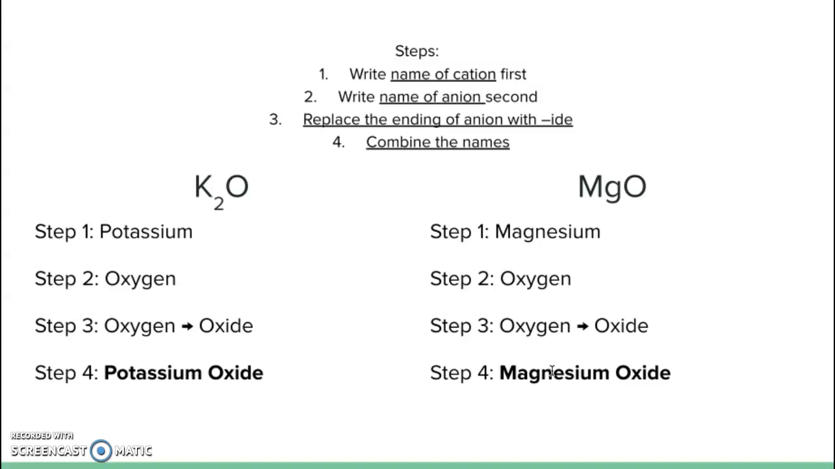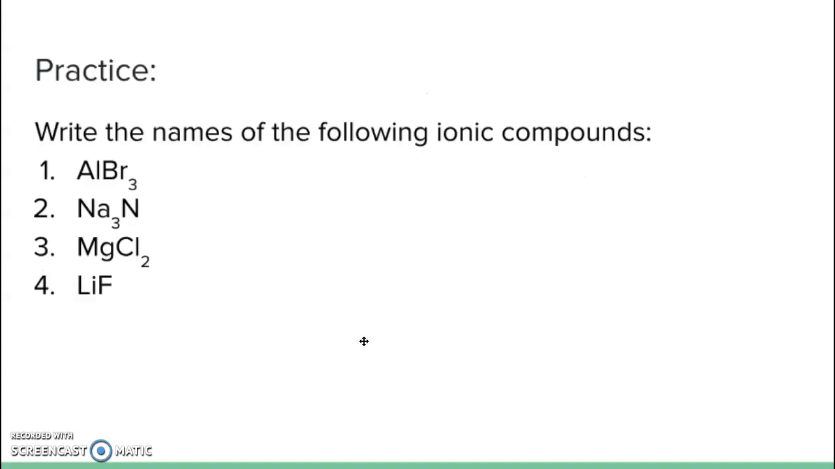The reasoning behind it is every single time I have a magnesium, I know it's 2+. Every time I see oxygen, I know it's 2-. So I don't need to include those, okay? So at this time, pause your video and do these 4 practice problems. Again, if you have questions, raise your hand. I will come over to you and I will answer those, okay?